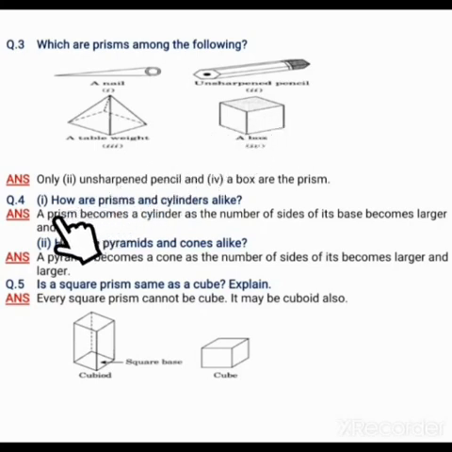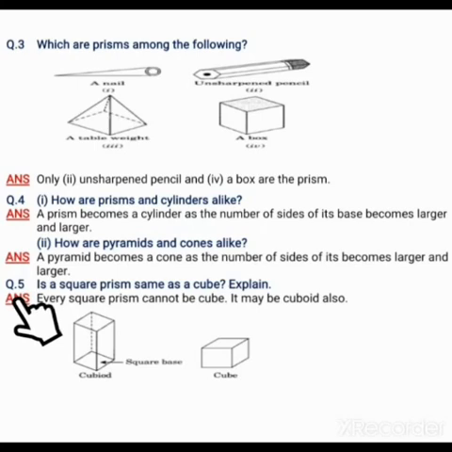Now question number 4. How are prisms and cylinders alike? A prism becomes a cylinder as the number of sides of its base becomes larger and larger. Next one. How are pyramids and cones alike? A pyramid becomes a cone as the number of sides of its base becomes larger and larger.